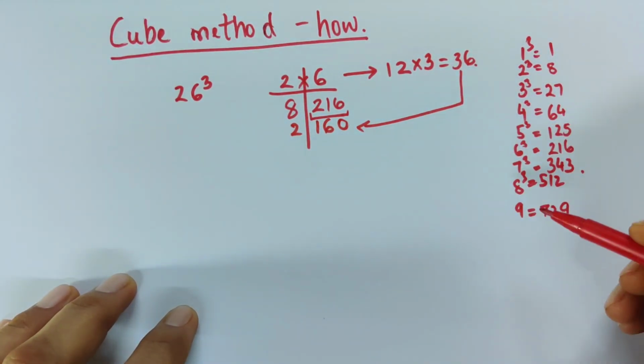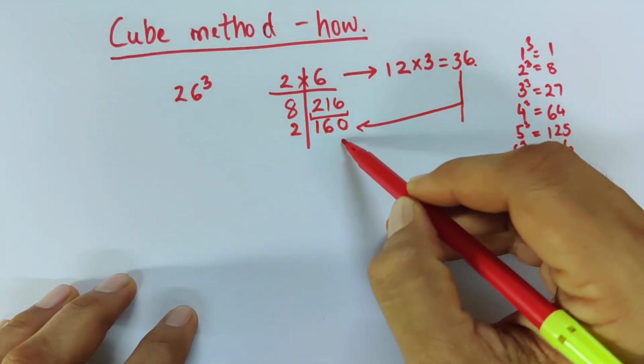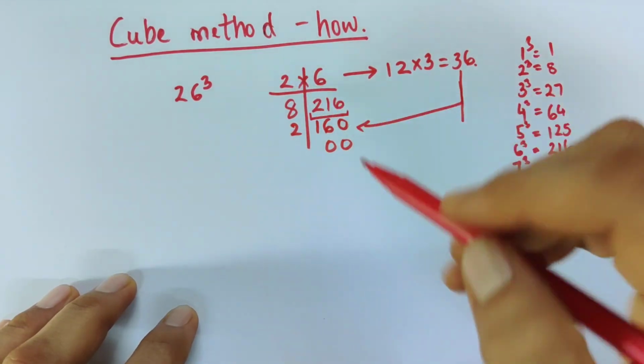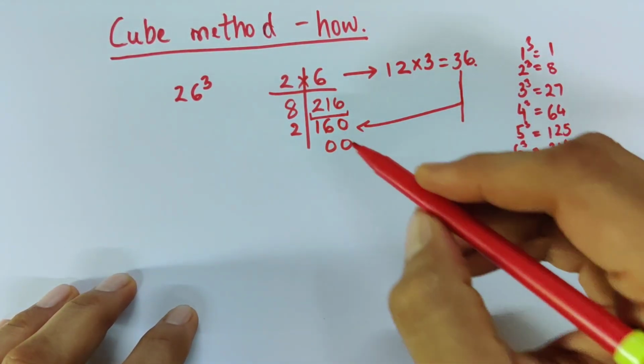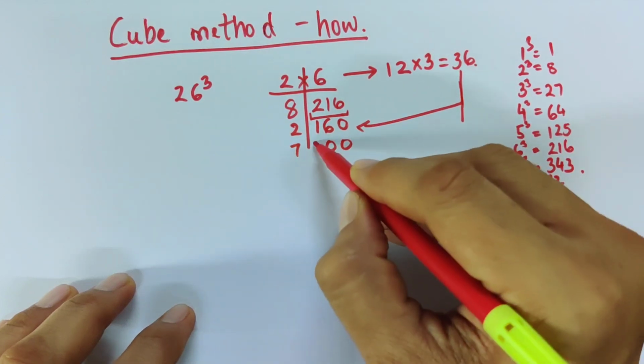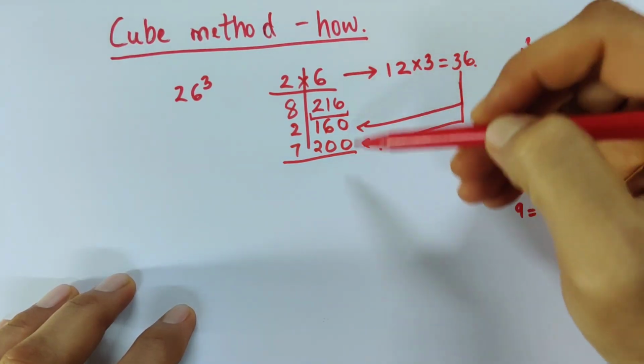That will come here. And then the next term is you multiply, you put 2 zeros now, and you multiply 36 by 2, which is 72. So I can just write 72 here. So that's how you get this term. So there are basically 3 terms.